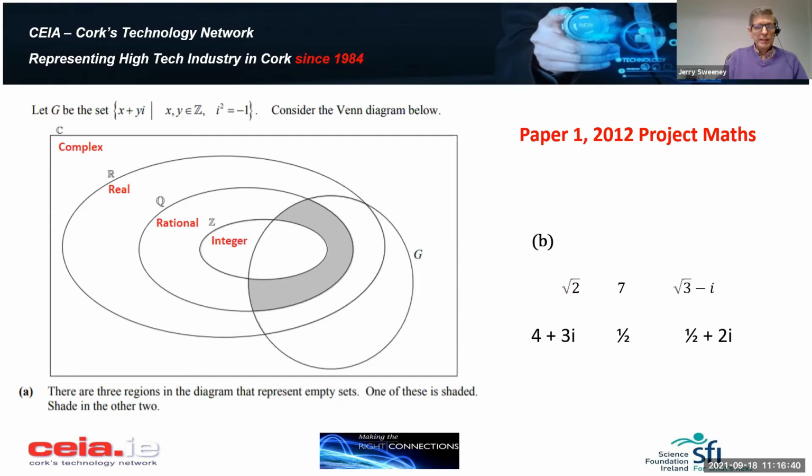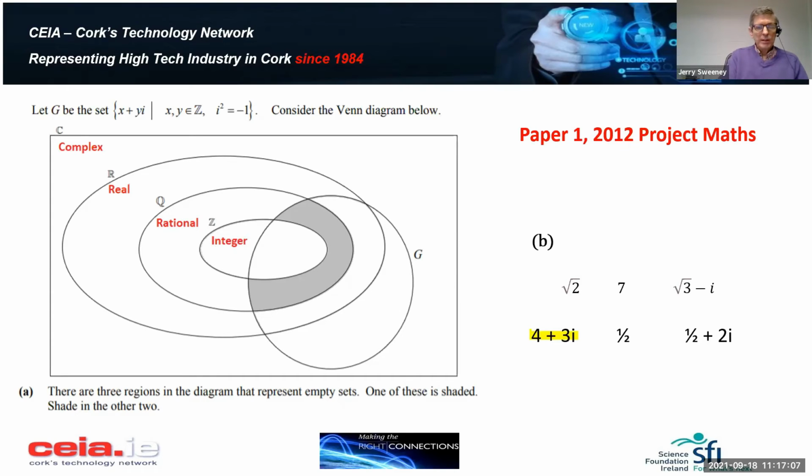So if we take one of these numbers here, 4 plus 3i. So let me get my highlighter. If we take 4 plus 3i and we ask ourselves, where does 4 plus 3i go? Oops, I went on to the next slide. Okay, let me go back. I don't want to cheat and show you the answers. 4 plus 3i.